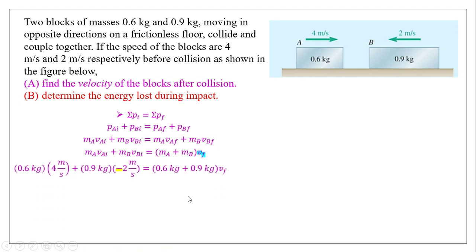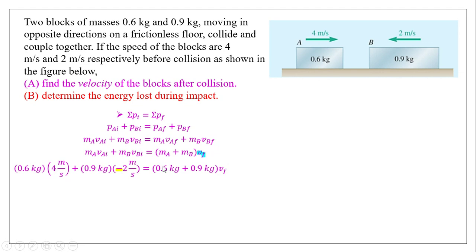All right, I'm just going to plug values in. MA is 0.6, VAI is a positive 4 because it's moving rightward. And then MB is 0.9, that's given in the diagram. It's important that you pay attention here. VB in the diagram has a value of 2 meters per second. However, the arrow for the velocity is pointing leftward, so I highlight the negative sign here. The negative sign is super important, because VBI is the initial velocity of block B, and you need the direction because velocity is direction dependent. So don't forget the direction.